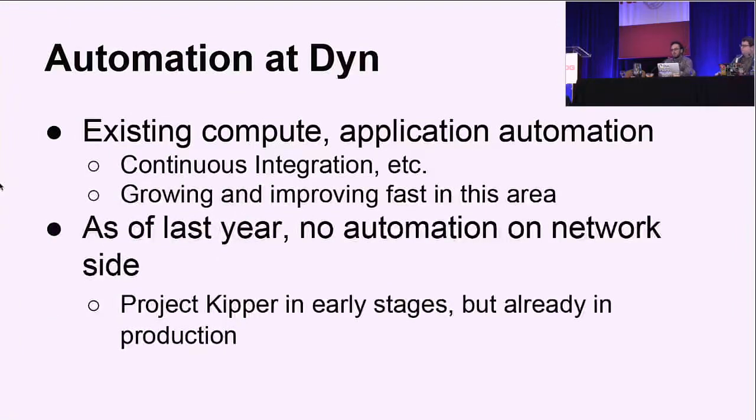The state of automation at Dyn is that there's a lot of ongoing automation already on compute and application. The continuous integration concept is very much part of the mindset, and we're growing and improving very fast in this area. We've been focusing a lot on automation. But as of last year, there was no automation or very little automation on the network side, so that's why we started this project called Kipper.